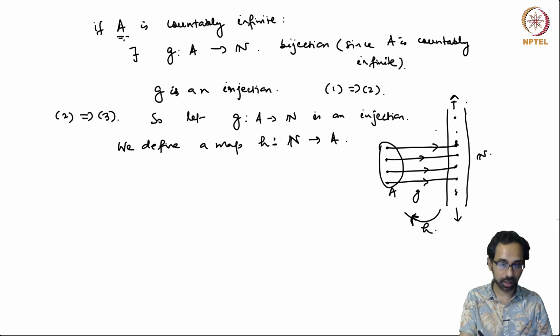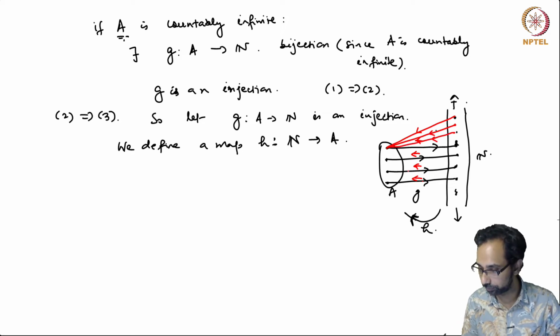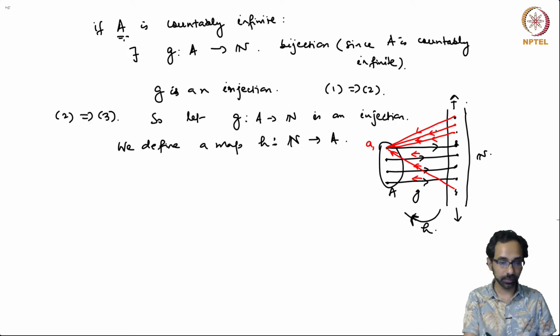Just reverse these arrows. And you also have to define the values of H on the rest of the elements of N, but you can put them all in one of the values of A. So for all the rest of these values, you put them all together here. Let's say this is A1, the first element. So this is what we do.